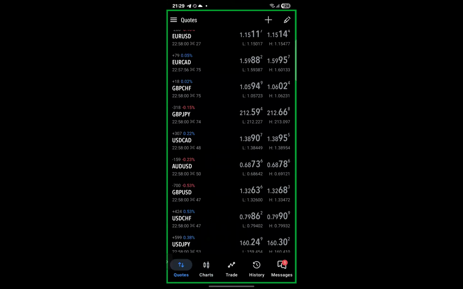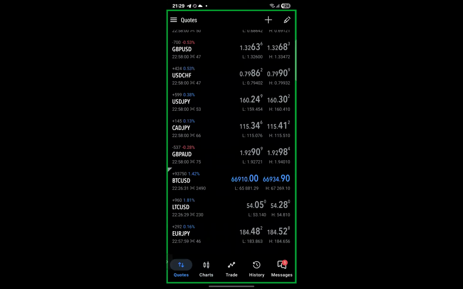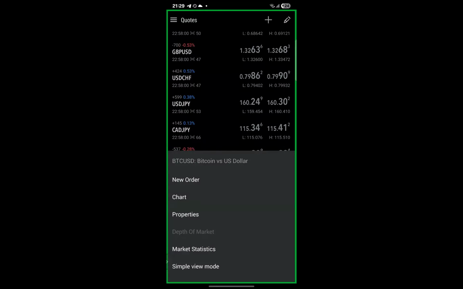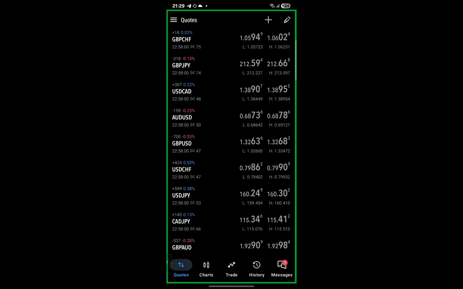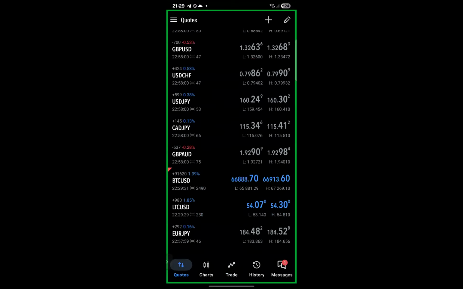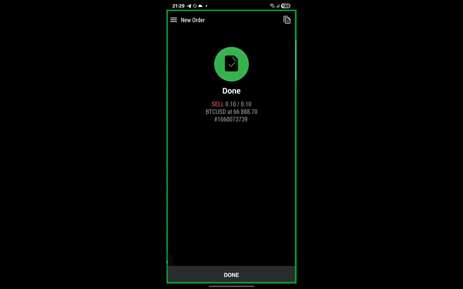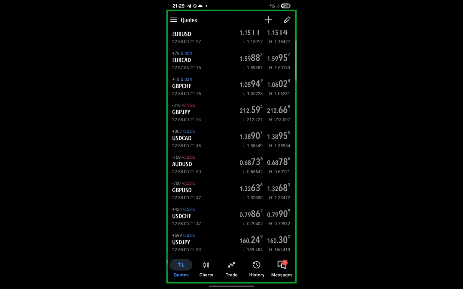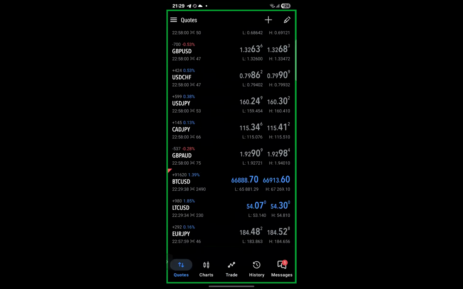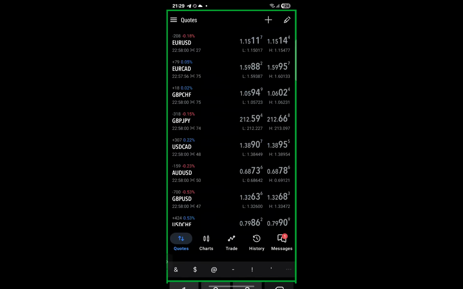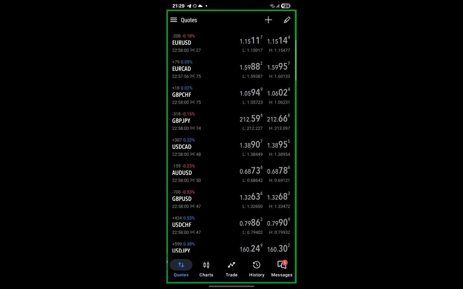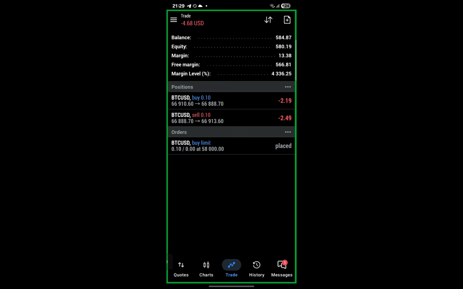That's a buy trade here. And this is a sell trade. Let's use larger lot sizes to enter the trades. Let's just divide this one. Okay, my spread is $4. That's okay. The market is not moving.